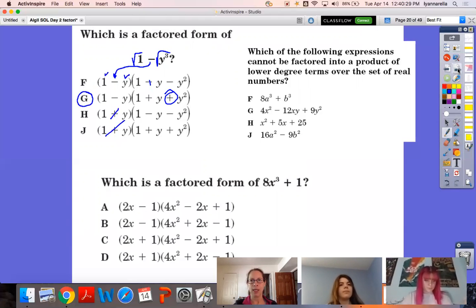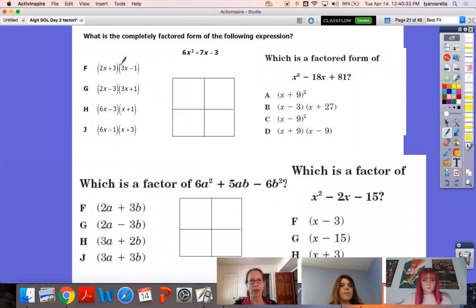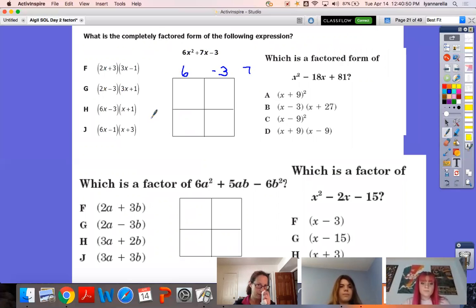Okay? And let's move on. So here we need some factor boxes. So I would put the 6 here. What goes here, the 7 or the negative 3? Negative 3. The 7 hangs outside. So let's see, 6, if I look at the answers, it's either going to be a 2 and a 3 or a 6 and a 1. What's your guess? 2 and 3. All right, let's try a 2 and a 3. That's a good guess. And then for 3, it's either 1 and 3 or 3 and 1.